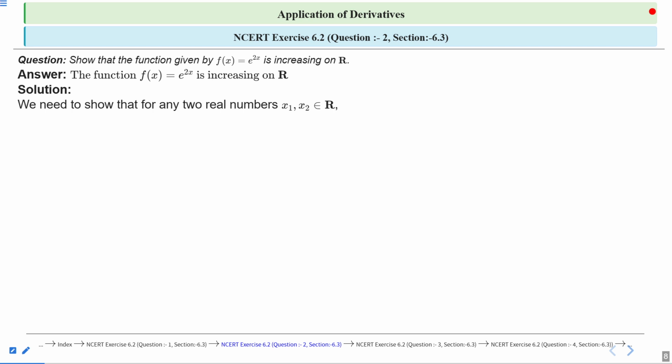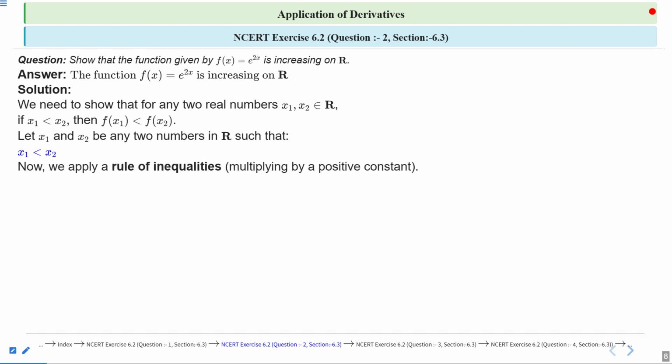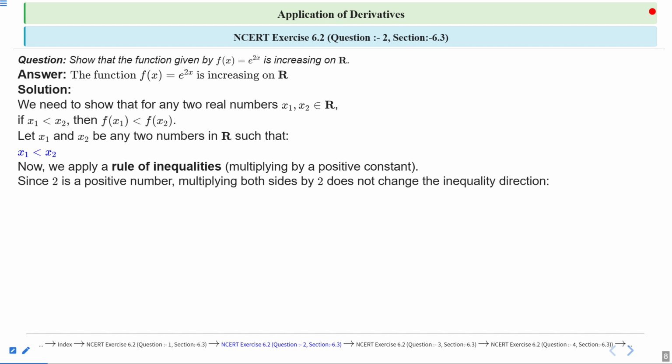We need to show that for any two real numbers x1, x2 belonging to R, if x1 is less than x2, then f of x1 should be less than f of x2, right? Let x1 and x2 be two numbers in R such that x1 is less than x2. Now we apply a rule of inequalities, multiplying by a positive constant, right? Since 2 is a positive constant, multiplying both sides by 2 does not change the inequality direction. So 2x1 will be less than 2x2, okay?